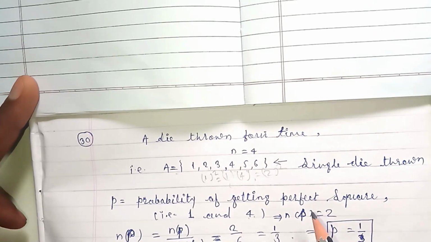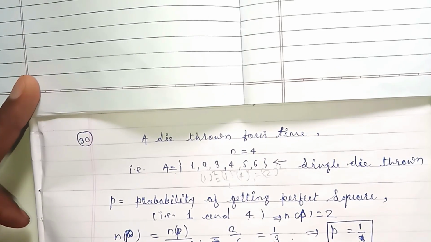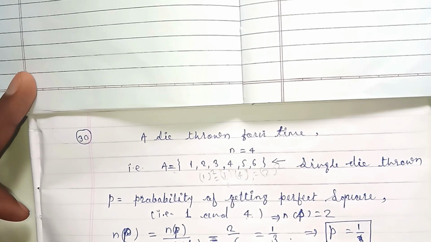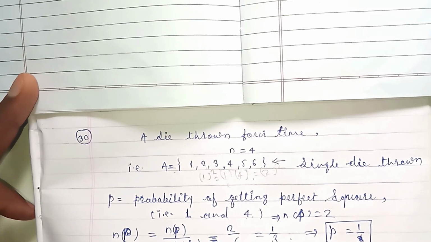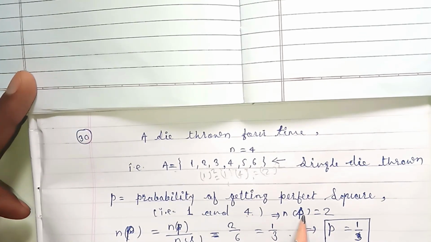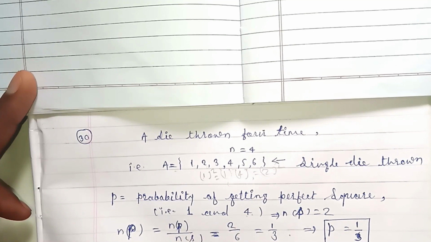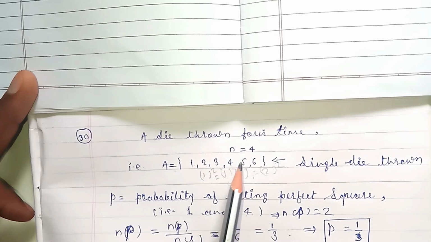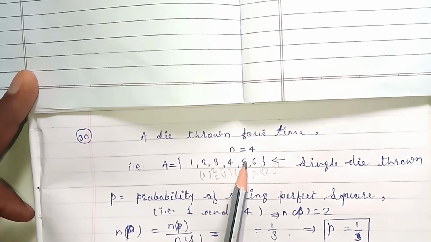So we got the number of elements in our sample space. The sample space is what we get when we operate some action on our given universal set. Here the number of elements in our sample space is 2. And the number of elements in our total universal set is 1, 2, 3, 4, 5, and 6, so the total is 6 here.